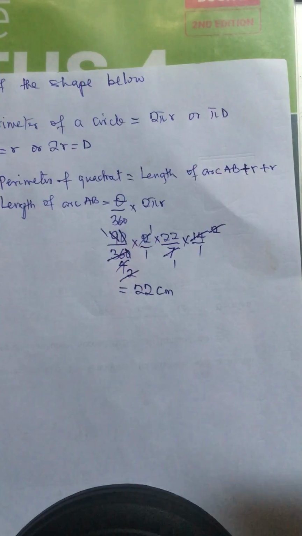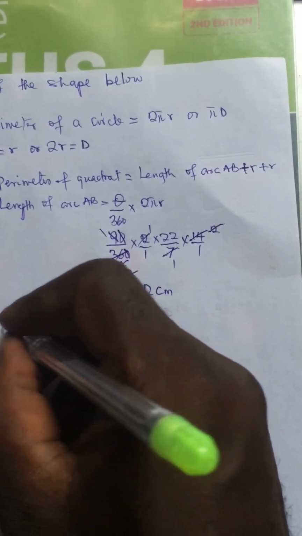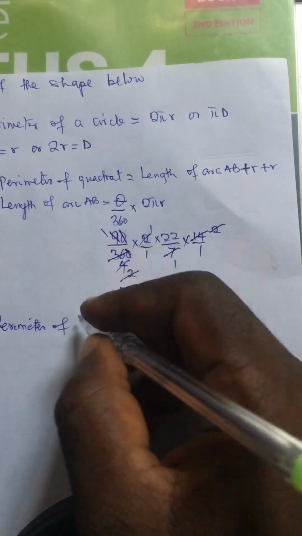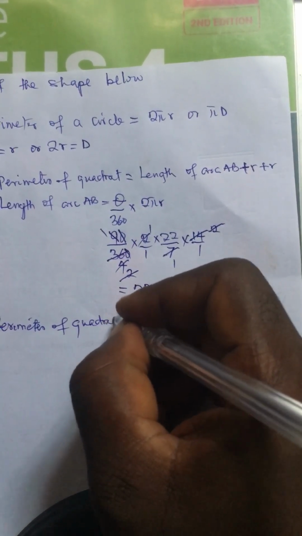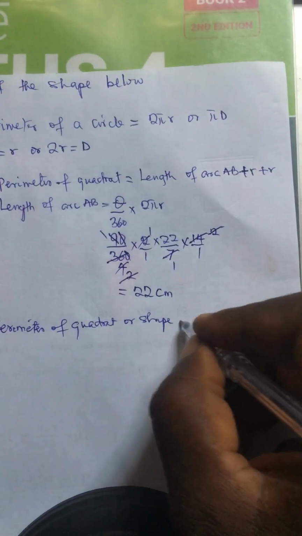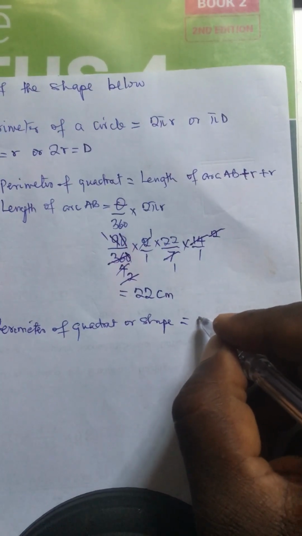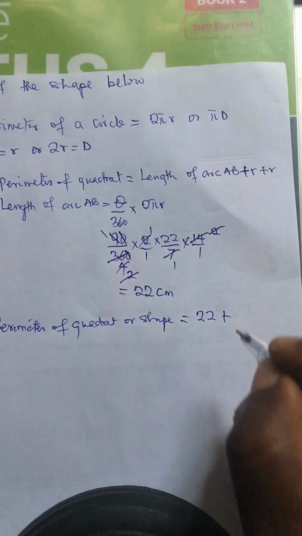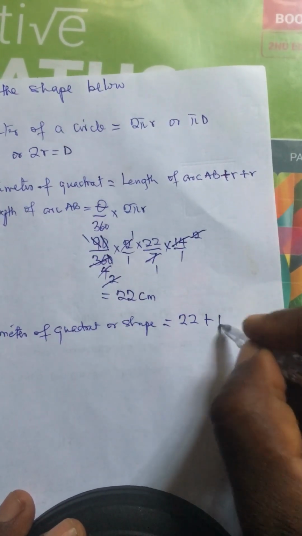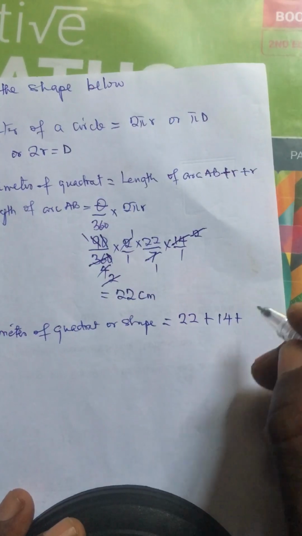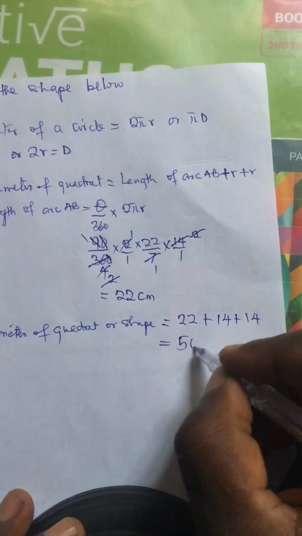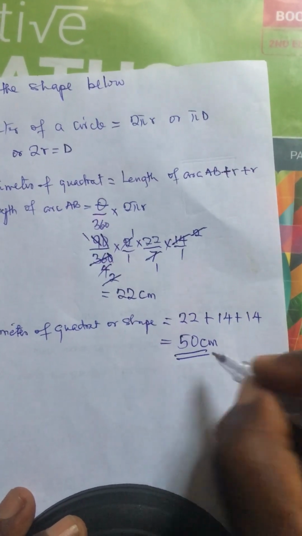So the perimeter of the quadrant, or shape, is simply equal to the length of the arc, which is 22, plus the first radius AO, which is 14, plus the second radius OB, which is also 14. Now, if you add this, you are simply going to get 50 centimeters. That's all.